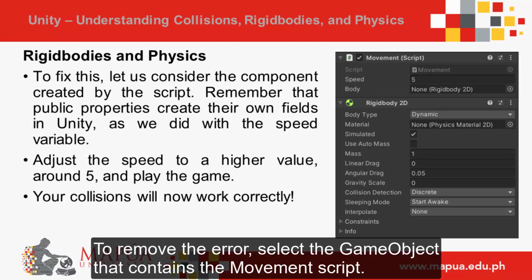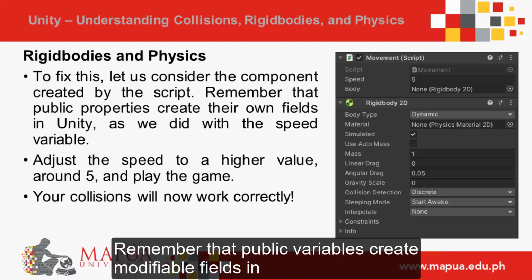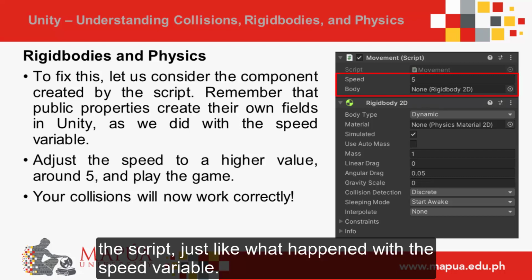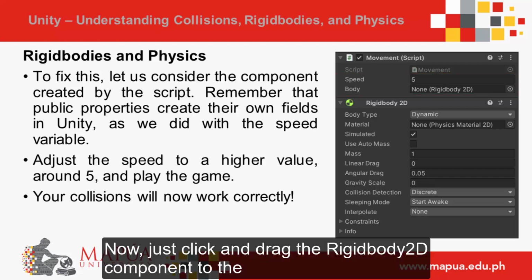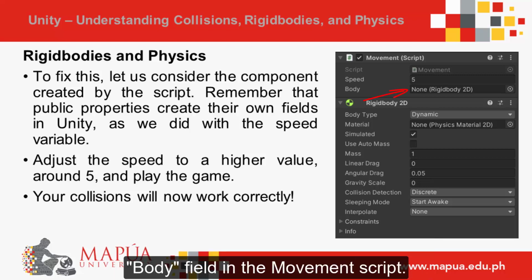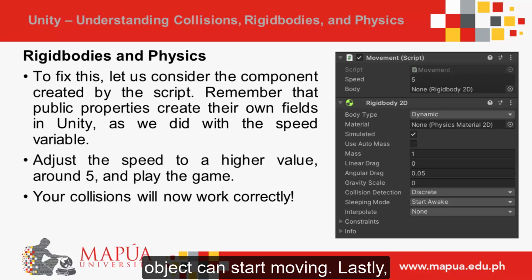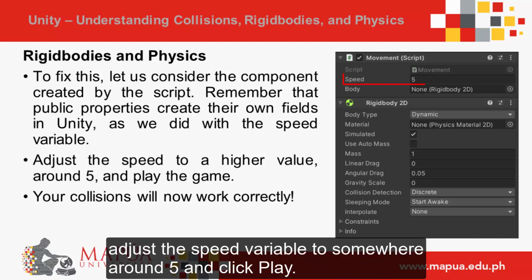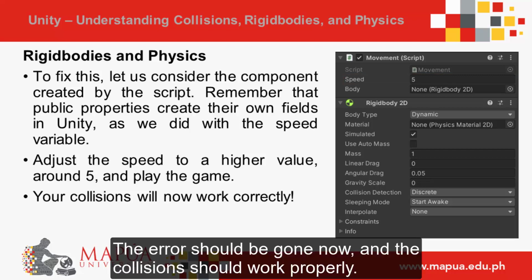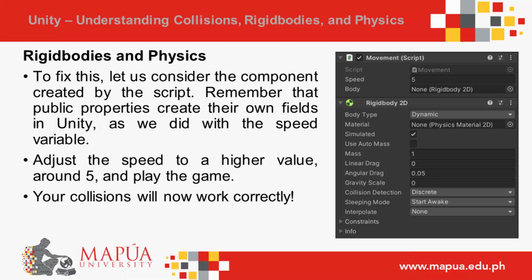To remove the error, select the game object that contains the movement script. Remember that public variables create modifiable fields in the script, just like what happened with the speed variable. Now, just click and drag the rigid body 2D component to the body field in the movement script. Unity now knows which component it needs to manipulate so the object can start moving. Lastly, adjust the speed variable to somewhere around 5 and click play. The error should be gone now, and the collisions should work properly.